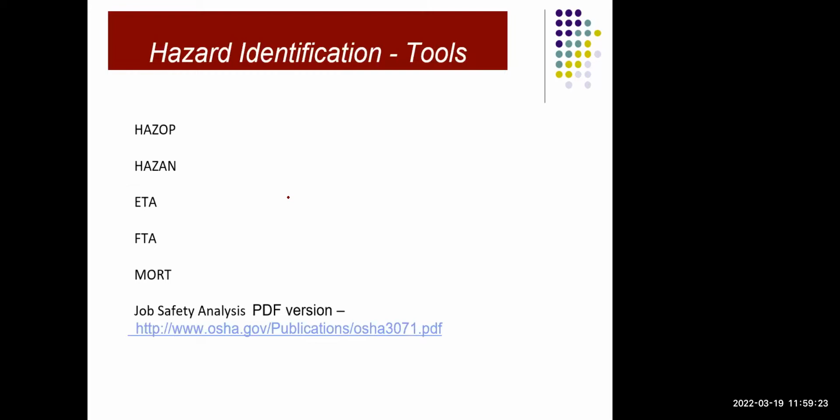Now, hazard identification tools: there are HAZOP, HAZAN, ETA, FTA, inventory analysis, fault tree analysis, MOT. This is very important: job safety analysis. This is available on the OSHA website. You can download it and study it. I'm not going to discuss this.